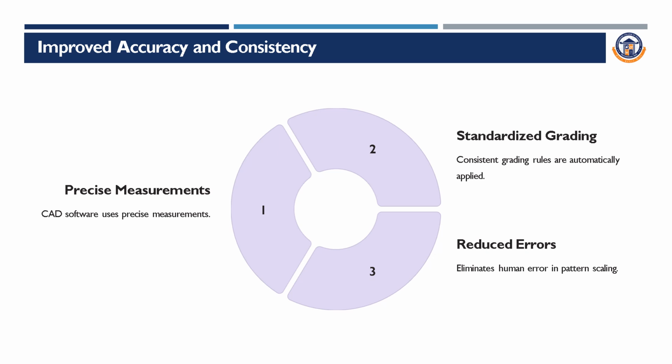Improved accuracy and consistency. Precise measurement is achieved due to the CAD software, which uses specific measurements for any upgrading or downgrading of sizes. Standardized grading: consistent grading rules are used throughout the design pattern we are developing. Since we are using CAD software, it reduces error and eliminates human error in pattern scaling.